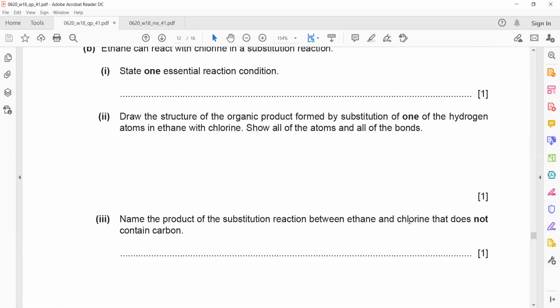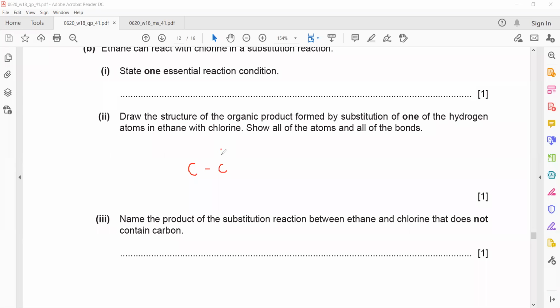Name the product of substitution reaction between ethane and chlorine that does not contain carbon. What is the other product of this reaction when chlorine reacts with ethane or a chloroethane is formed? No. Chloroethane is, look, first there was ethane. Yeah, that's right. Hydrogen chloride, HCl.